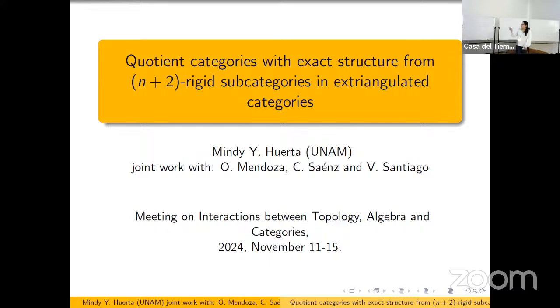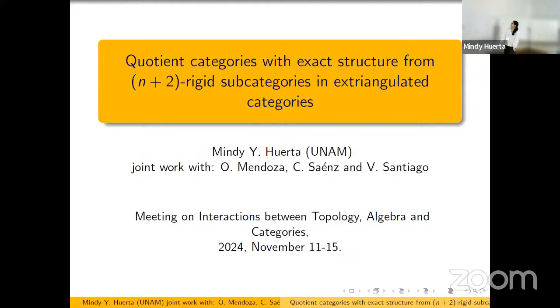Okay, so let me start with this work. This work is a joint work with Octavio Mendoza, Corina Sáenz, and Valiente Santiago. In this work, we study some quotients in X-triangulated categories. Let me first say the reason that we chose this context. X-triangulated categories are a generalization of many contexts, for example, abelian categories, triangulated categories, and exact categories.